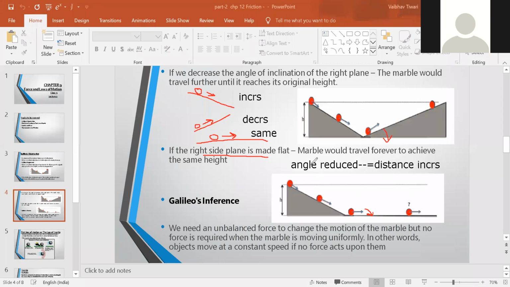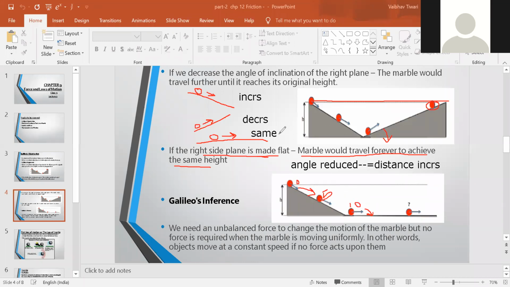So he mentioned that if the right side plane is made flat, the marble would travel forever to achieve the same height. We know one thing, that when a marble is dropped from one side, the speed becomes 0 only when it reaches the same height. So when the marble is dropped from here, initially the speed was 0. Somewhere here the speed will become 5. At this point, say the speed will become 10.